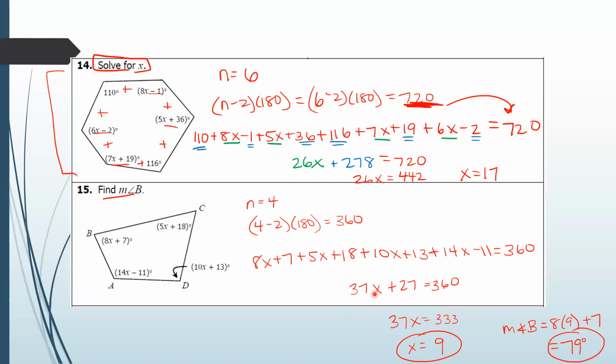If you didn't get this, or if you didn't get 9 and 79, check your work, check to make sure that you got that 360. Check to make sure that you remembered to add all 4 expressions. Make sure you combine those like terms correctly. Make sure you subtracted correctly.